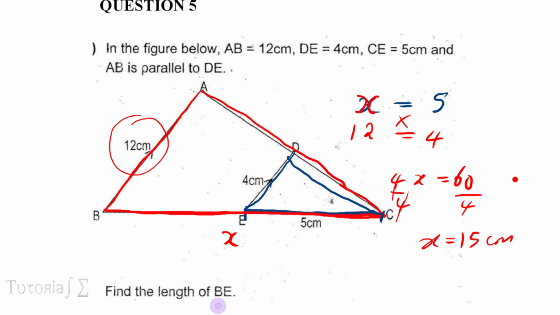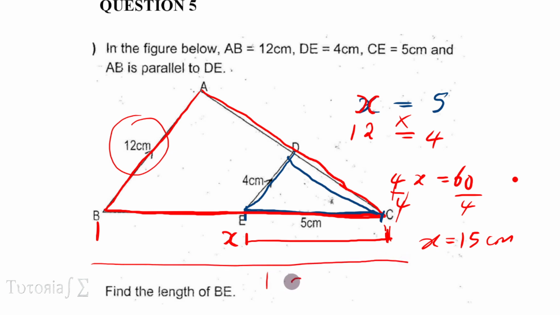Now for you to find BE, which is just this to here, you can simply say from 15, when we subtract this length, what are we going to remain with? So from 15, which is the entire length, minus 5, this will be 10. So BE would be 10.